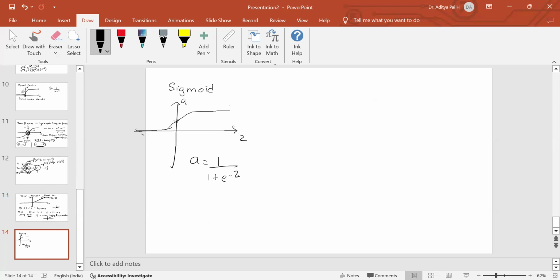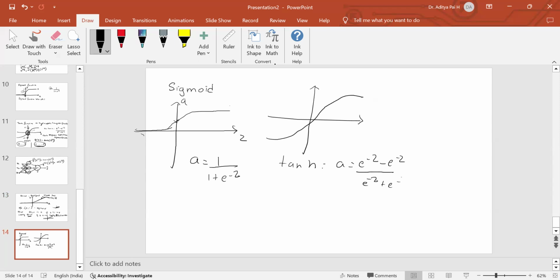In the same way, tanh is an extension to it. This is the hyperbolic tangent function, which is an extension to the sigmoid. The only difference here is that tanh is A equal to e power Z minus e power minus Z, divided by e power Z plus e power minus Z. The A value here ranges between -1 and +1.